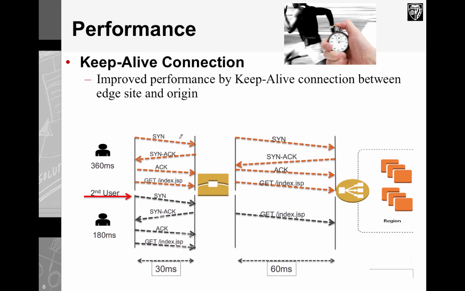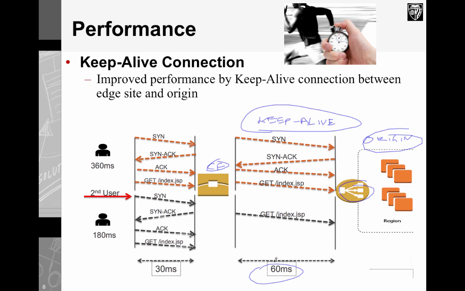Now let's see how Keep Alive makes things better. What you're seeing over here is the origin server. That hasn't changed. That's the load balancer for the origin server. We also have CloudFront, which is an edge server, and it is using Keep Alive connection. So this connection between the CloudFront and the origin server is a Keep Alive connection. And the time lag between these two is about 60 milliseconds.